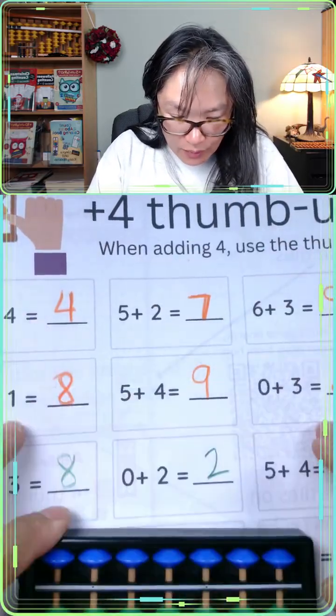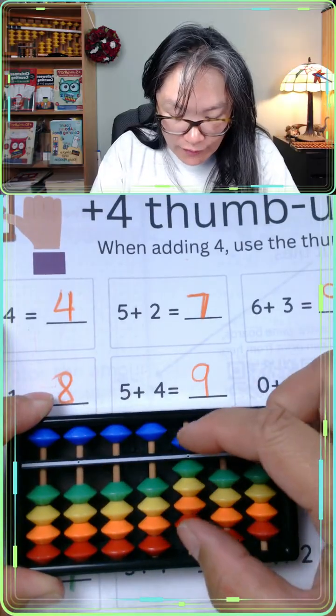So on the abacus, I want to add the 5. I want to add the 4. So my final answer is 9.